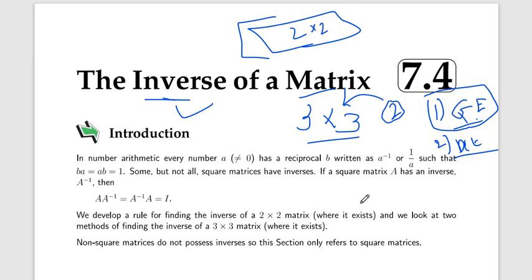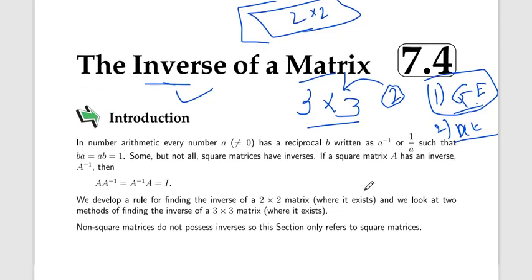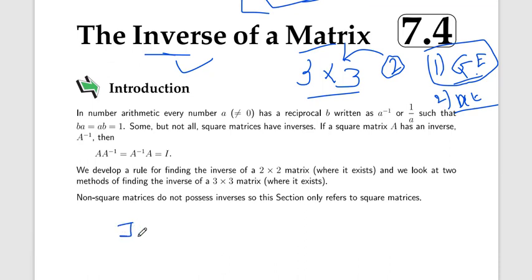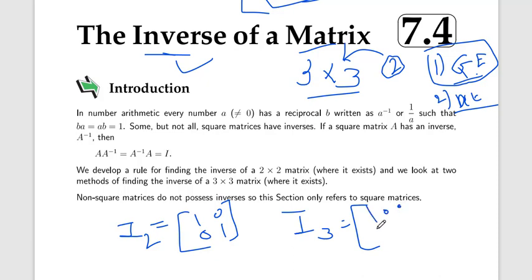We all know what the identity matrix is. If I2 is a 2 by 2 matrix, then it is 1 0 0 1. All diagonal elements are equal to 1, and the elements other than the diagonal are 0. I3 is 1 0 0, 0 1 0, 0 0 1, and so on, I4 and so on. This is the identity matrix.